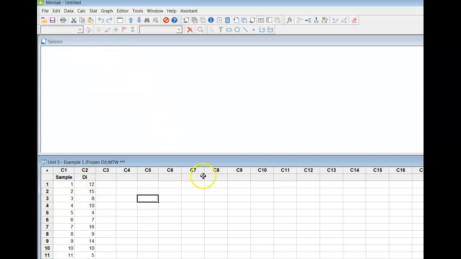So in doing this, all we're doing is inspecting. We are counting the number of cans. We're not actually measuring anything. So these are what we would call attribute data.